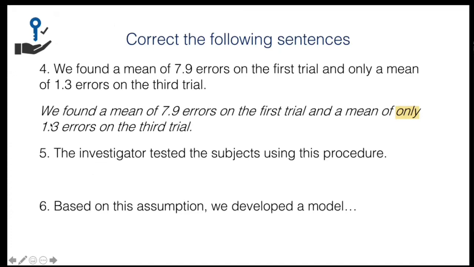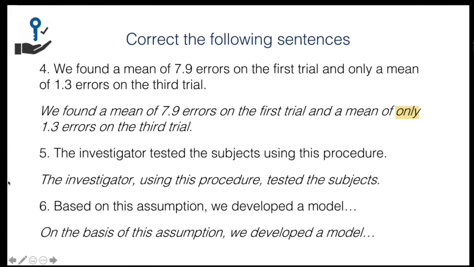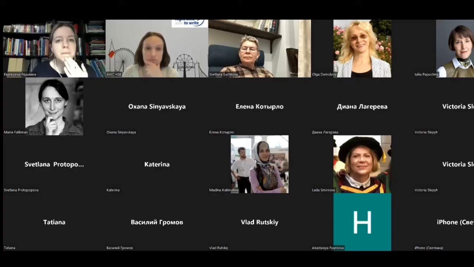Number 5, the investigator tested the subjects using this procedure. Of course, you can do this: the investigator, using this procedure, tested the subjects. And based on this assumption, we developed a model. On the basis of this assumption, because if you say based, who was based? We don't know. So here it makes sense just to rewrite the whole thing.